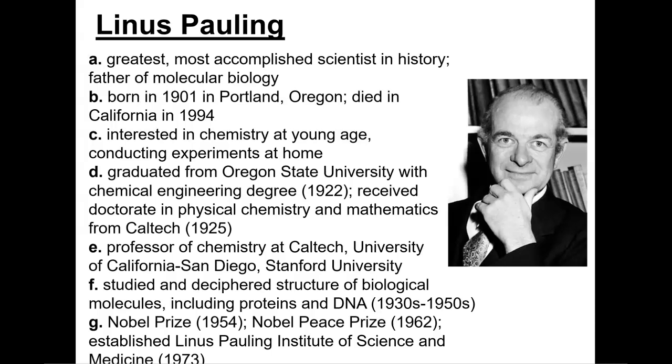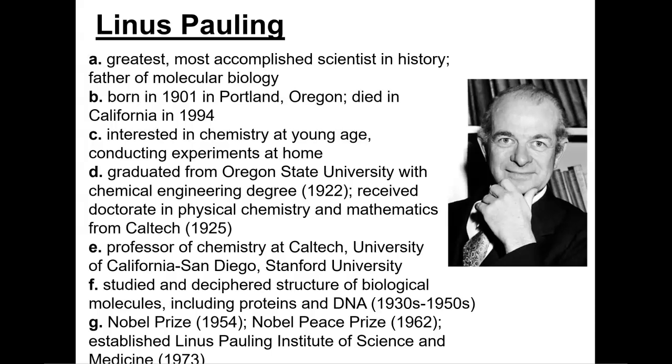He graduated from Oregon State University with a chemical engineering degree in 1922 and received a doctorate in physical chemistry and mathematics from Caltech in 1925. He was a professor of chemistry at Caltech, the University of California in San Diego, and at Stanford University, so he has a lot of accomplishments in several different places that he's taught.